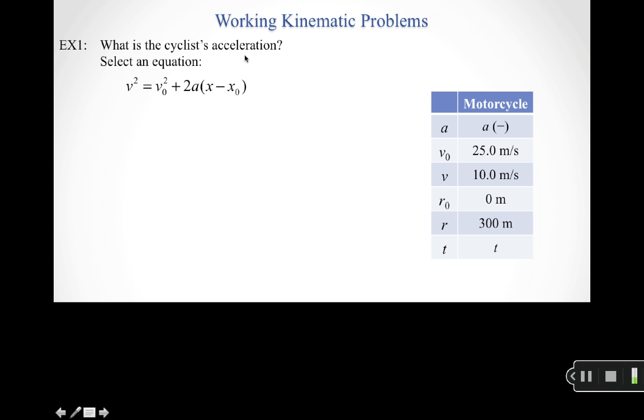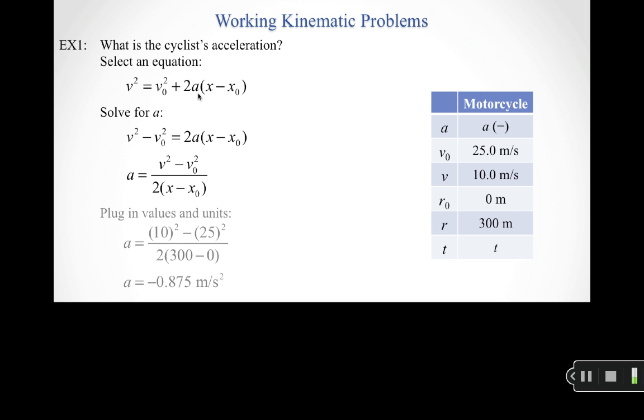So what I'm going to do is start by saying, okay, let me try my constant acceleration without time equation and see what that gets me. Well, as I look at this equation, I know the final speed, or the final velocity, the initial velocity, final position, initial position. The only unknown left in this equation is actually the acceleration. Sure enough, that's what I want to solve for. So I'll solve that for A algebraically first. I'll come back and plug in my values, and I'll get an answer with units. So notice here I've got a final answer for the acceleration of negative 0.875 meters per second squared.